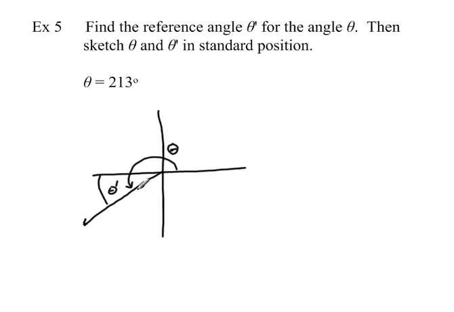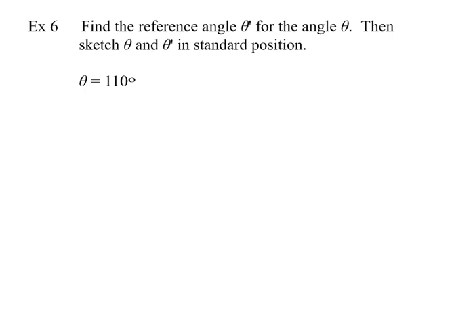Now the reference angle is this angle right in here, which I'm going to label theta prime. Remember, the reference angle always is the angle from the terminal side to the x-axis. So do not measure to the right or to the left. What would this angle be? Well, if 180 degrees is that straight line, 213 is where we're at now. So that's going to be 33 degrees beyond 180 degrees. So I'm going to say theta prime equals 33 degrees. Okay, let's move on past that idea of reference angle.